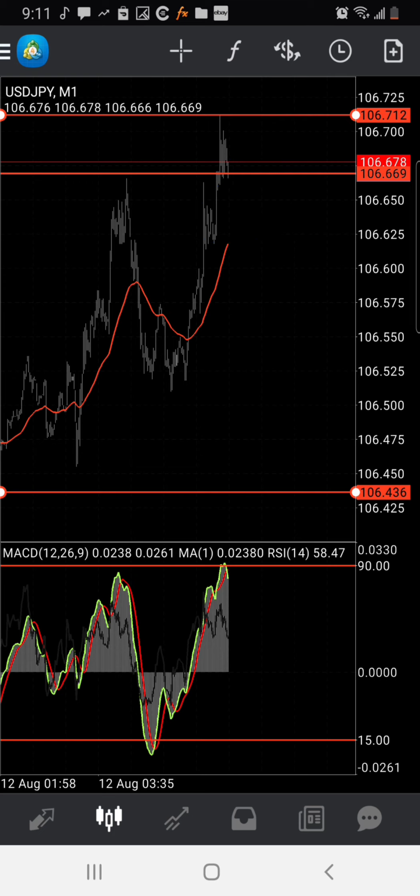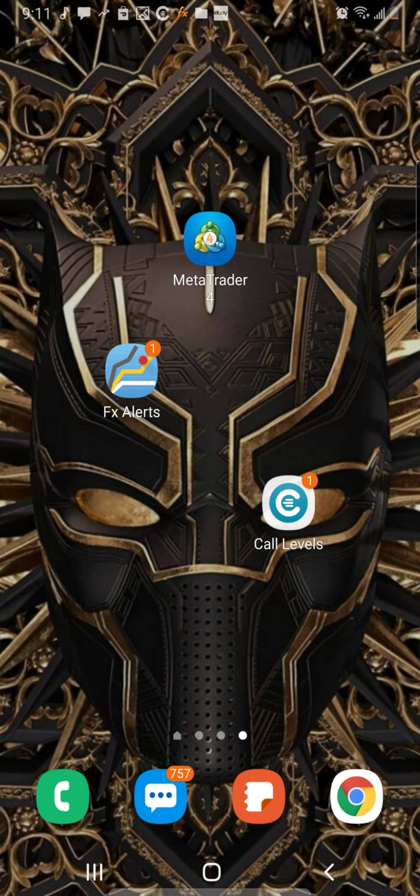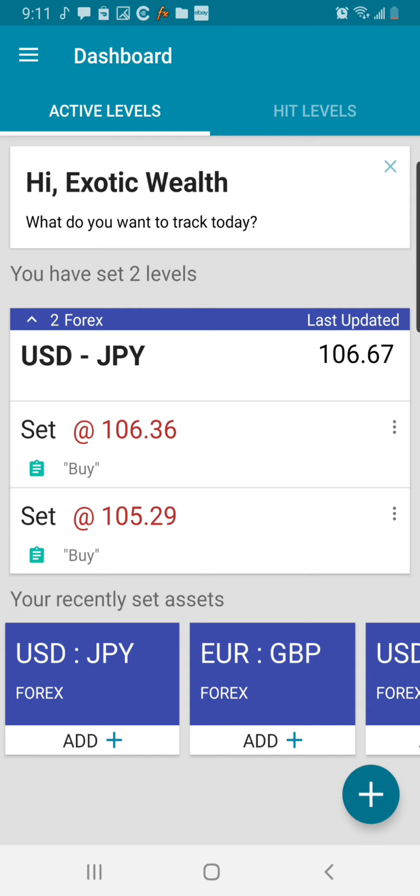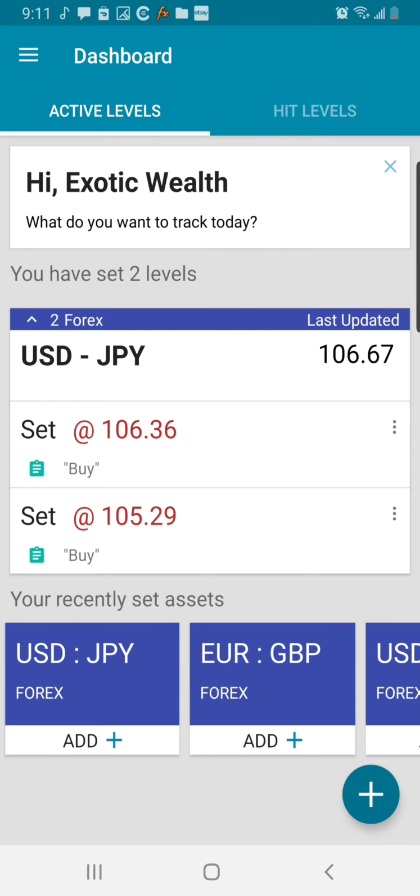So yeah, I hope you get it, and I hope you got it down packed. So don't forget about these apps, call levels. They're on Android. I don't know if they're on iPhone or not. They should be, but I use call levels more. You can use this one as well, FX alerts. It seems like with call levels, you can only use 2 calls at a time if you don't have an account. Like for example, if I press add, as you've seen before, sign up to get more call levels. I don't know if that pays or not. I never did more than 2 anyways, but yeah, that's all.